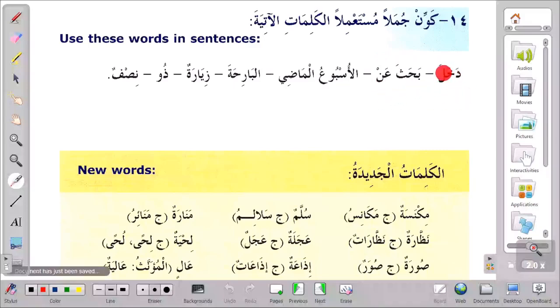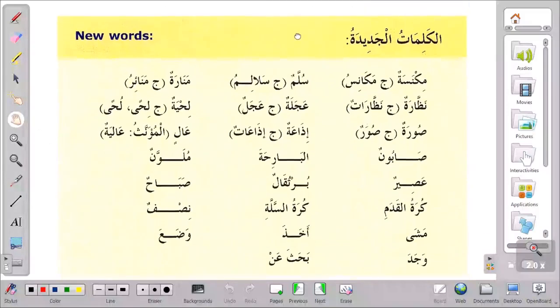So this is it. Dakhala, it's very simple, he entered. Use it to form a sentence. You can say Dakhala rajulu al-ghurfata, the man entered the room. You can use it to form any sentence of your choice. Bahatha an, he searched for. Usbu'ul madi. I told you that's why we have fi'l madi. Fi'l madi means when we see something is madi, it is past. So usbu'ul madi, last week. Al-barihata, last night. Ziyaratun, visit. Zu, nisfun. Just use them to form a sentence of your own. Hope that is clear.